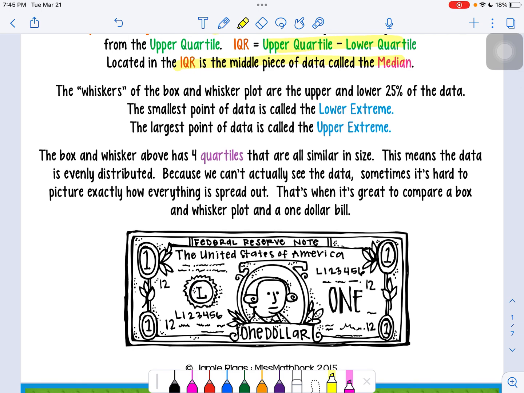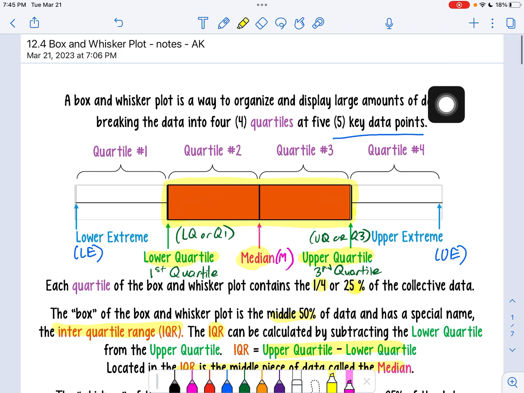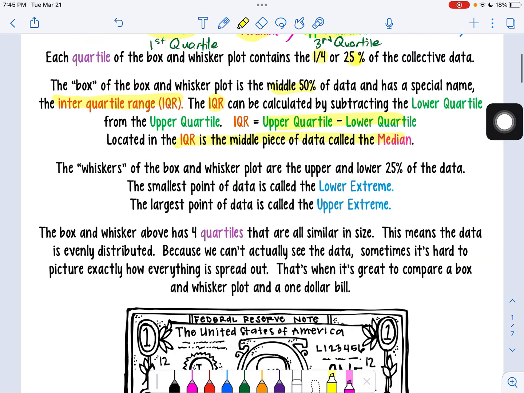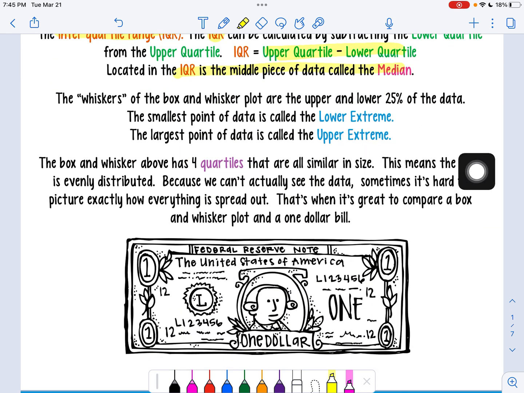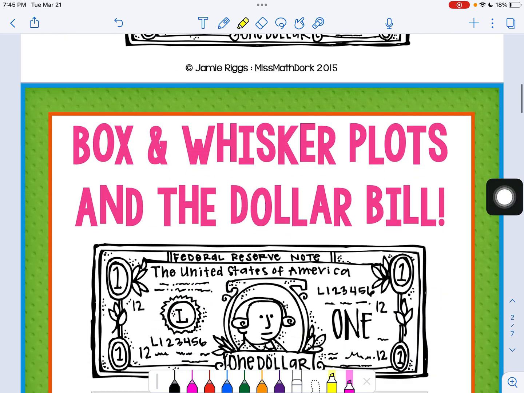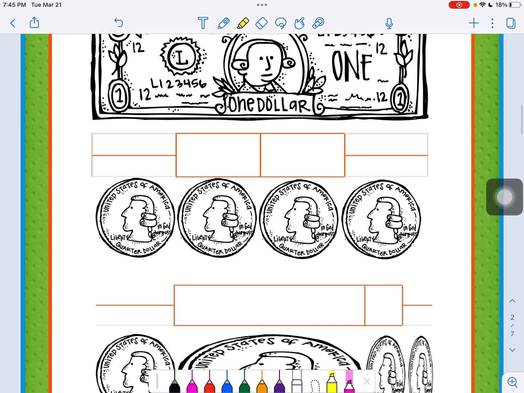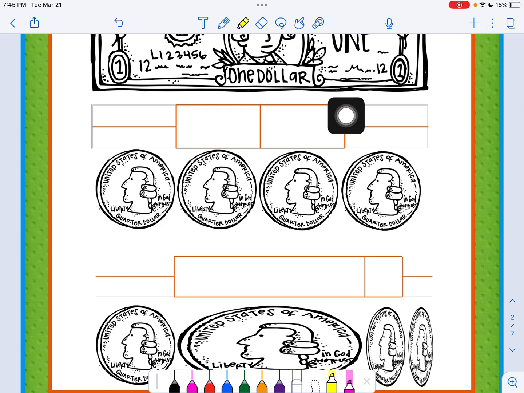Each of the quartiles in this one are all about the same size. They're all about the same width. So that means that this data is evenly distributed. There's another one that shows data that is evenly distributed because each piece is about the same size. You can see each of these quarters representing each piece is 25% of the data. So we have a quarter for 25% each.